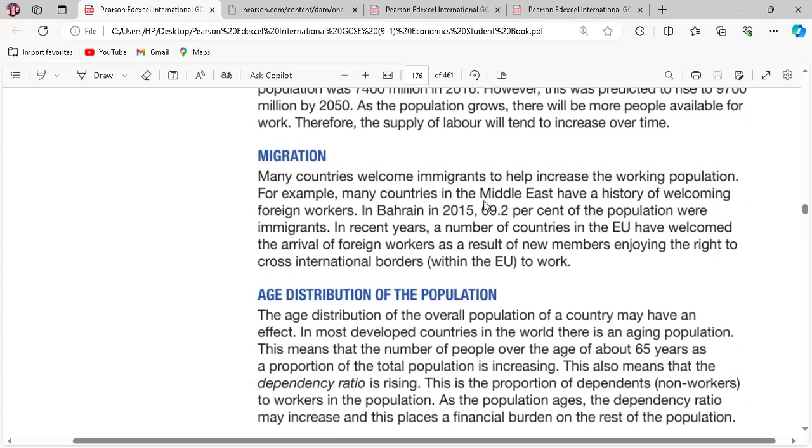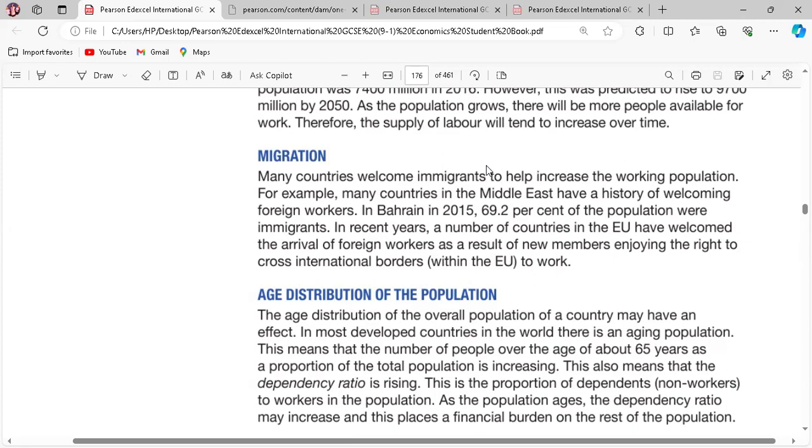For migration, many countries welcome immigrants to help increase the working population. For example, many countries in the Middle East have a history of welcoming foreign workers. In Bahrain in 2015, 69.2% of the population were immigrants. In recent years, a number of countries in the European Union have welcomed the arrival of foreign workers as a result of new members enjoying the rights to cross international borders within the EU to work.